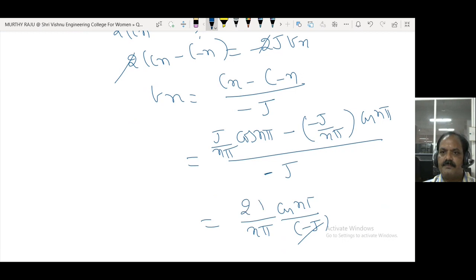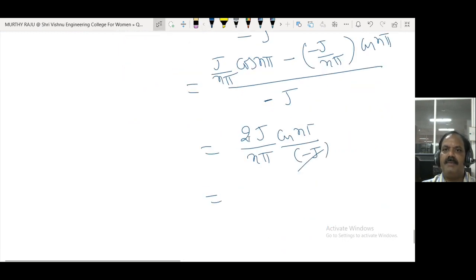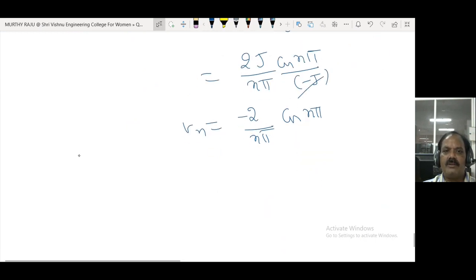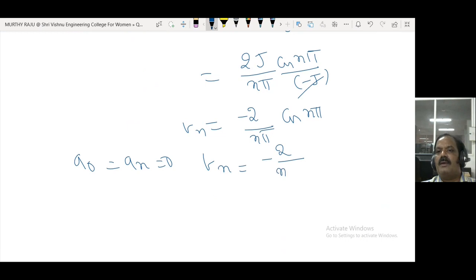Therefore, minus 2 Bn is equal to minus 2 by n pi cos n pi. Therefore, A0 is equal to 0, An is equal to 0, Bn is equal to minus 2 by n pi cos n pi. This is the total solution of this one. This analysis is complete.